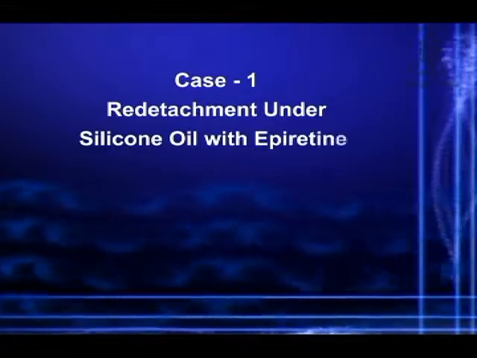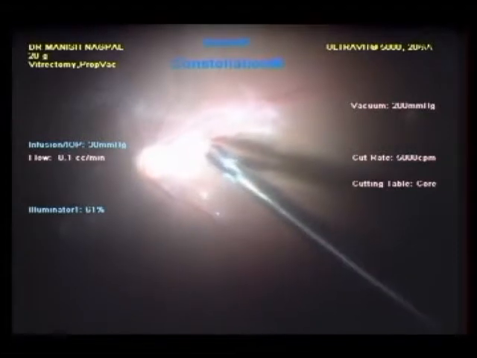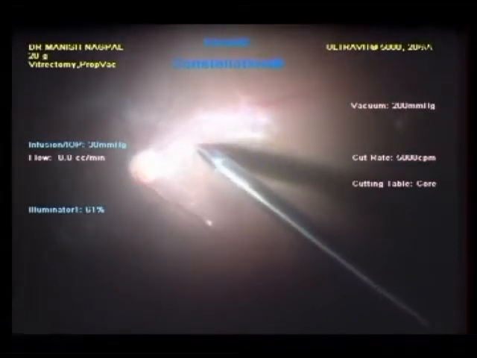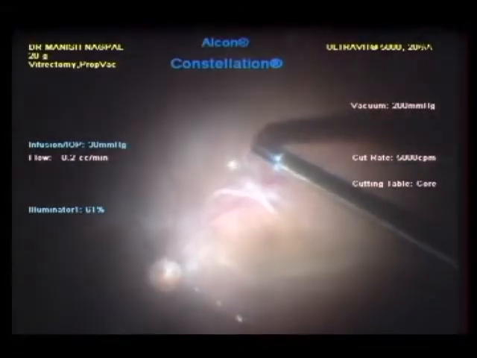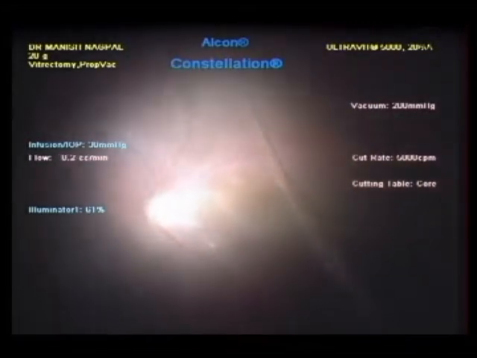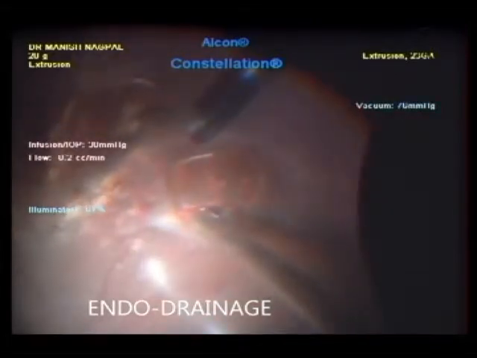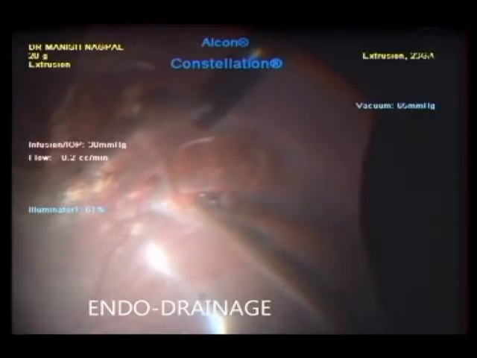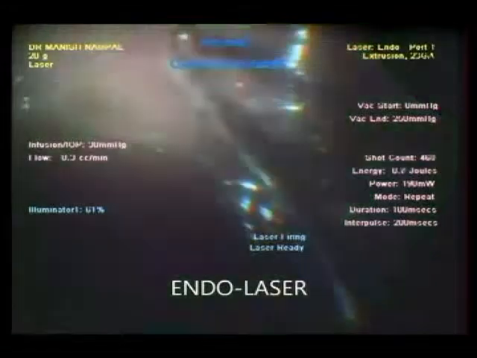Case 1 has redetachment under oil with epiretinal membranes. Here, subsilicone surgery is undertaken and infusion is kept on air. Membranes are removed using a forceps. Fluid is aspirated passively from an underlying break. Endolaser is carried out.